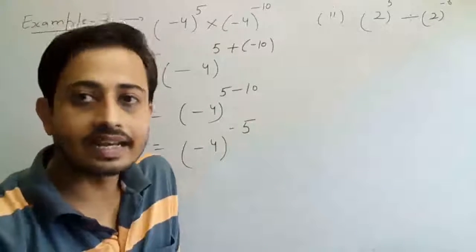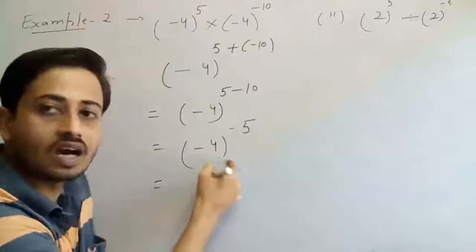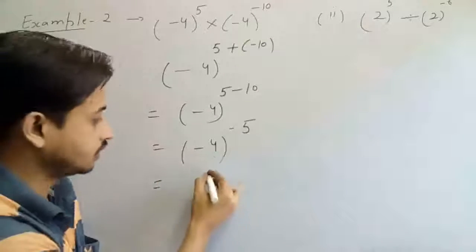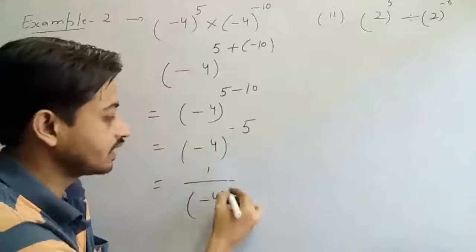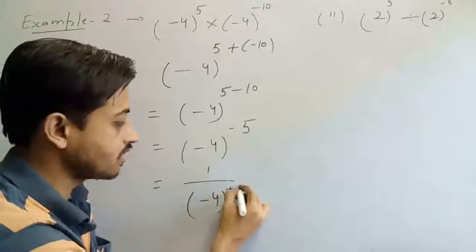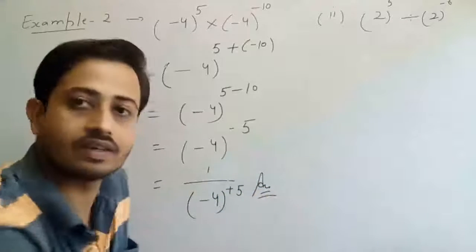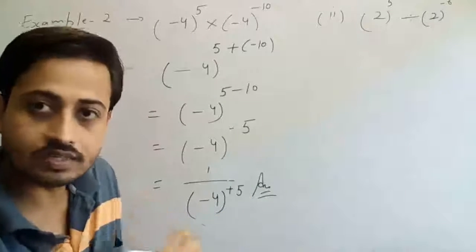Again we get the negative power, so make it positive. So move it into the denominator, because it is present in the numerator. Whenever it goes to the denominator, the sign of the power gets changed. It becomes positive 5. So this is our answer. You can solve it further. How can we solve?